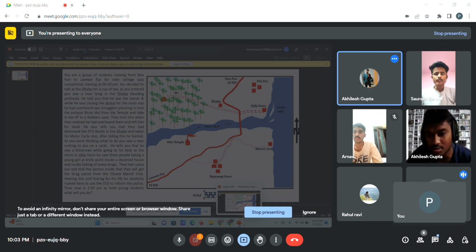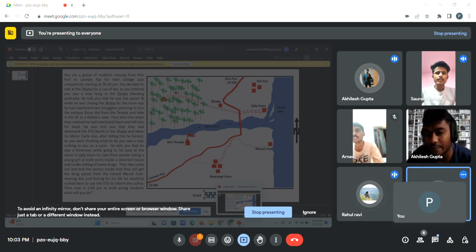Yes, to admit the dhaba owner, four of the people will take the bleeding person to the hospital in Shivpuri and admit him. I think that's not a good idea. Knowing the situation, we could not send four people just to stop his bleeding. We could just send one or two people.